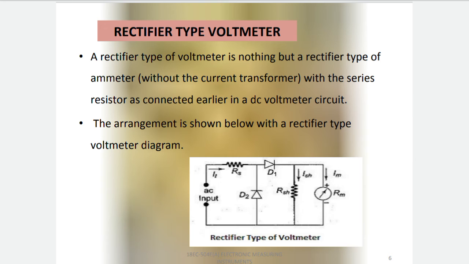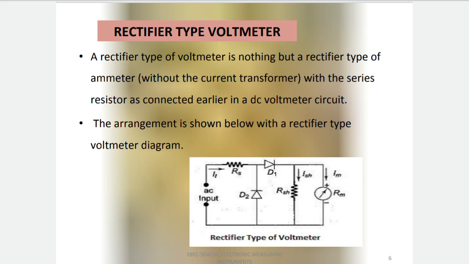Now coming to the rectifier type voltmeter, that is nothing but a rectifier type ammeter with a series resistor as connected in the earlier DC voltmeter circuit. The arrangement is shown in the rectifier type diagram below. You can see here we are using two diodes, D1 and D2, which is simply a full wave rectifier type voltmeter. Here the series resistance is connected, that is a multiplier resistance.